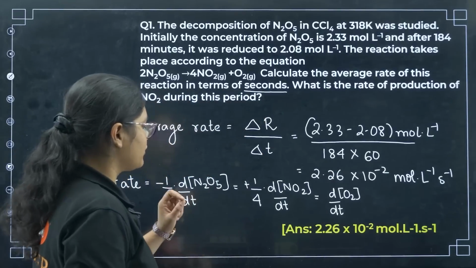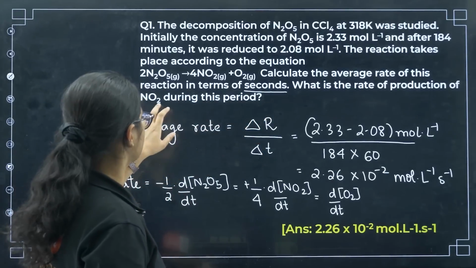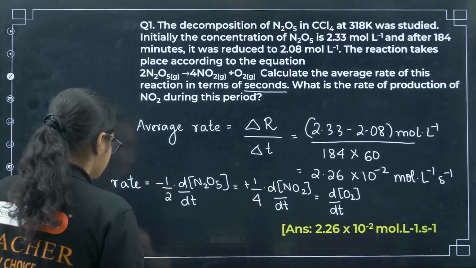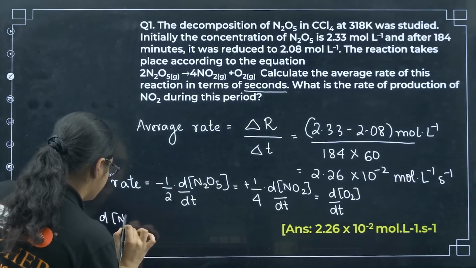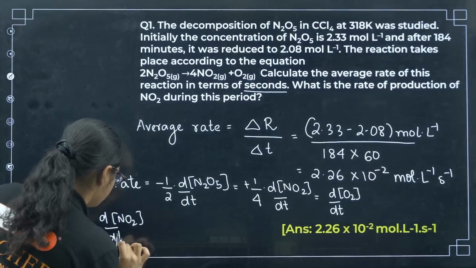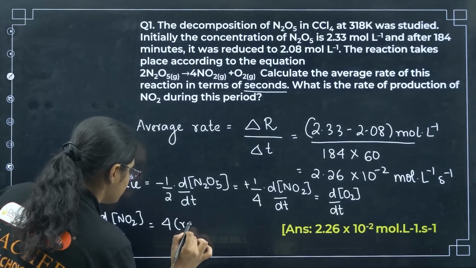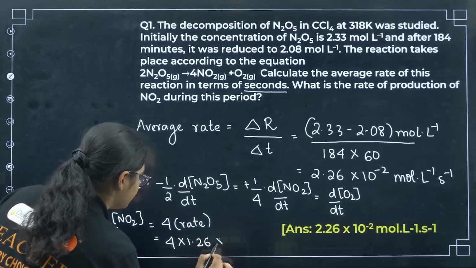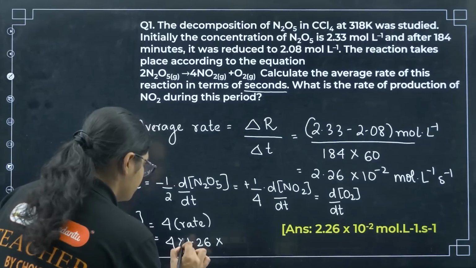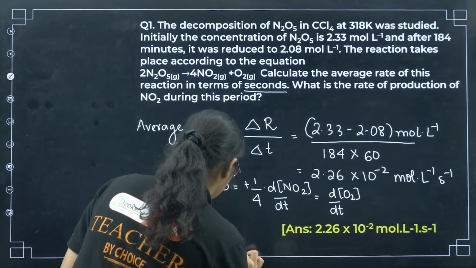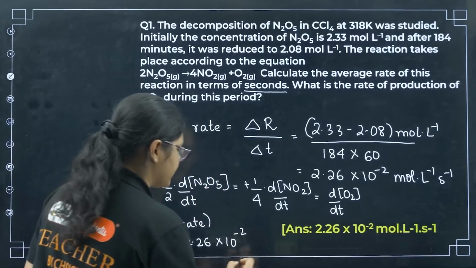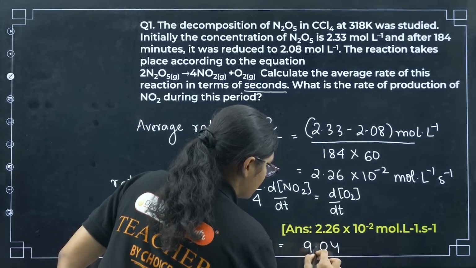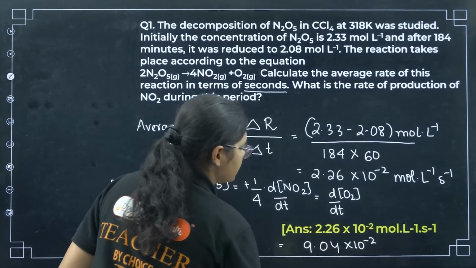Clear? Now if I want to find the rate of production of NO2, that is dNO2 by dt, it is 4 times the rate, right? So I can write dNO2 by dt is equal to 4 times the rate, and the rate I have already calculated. That is 4 into 2.26 into 10 to the power of minus 2. If I solve this, 4 6s are 24, carry 2... I get 9.04 into 10 to the power of minus 2.